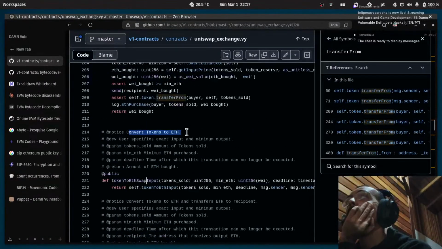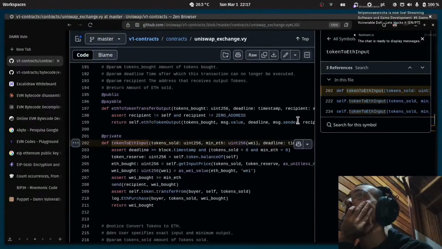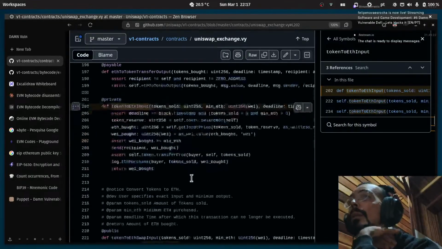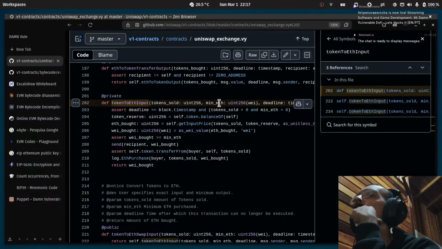Convert tokens to Ethereum. So let's see. Here, I think the minimum Ethereum I want to receive. No, minimum Ethereum I want to give, because inputs is how much you're gonna give.